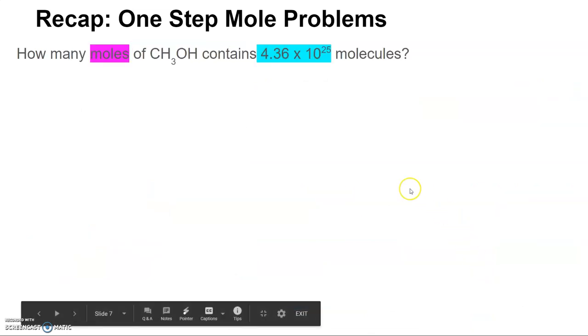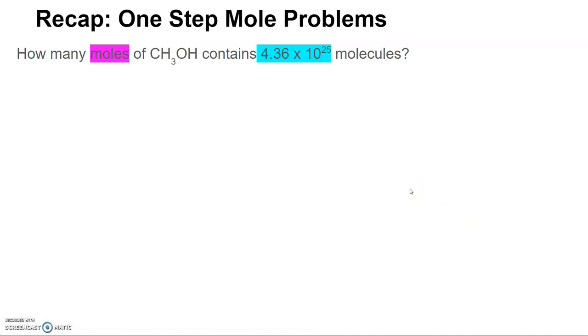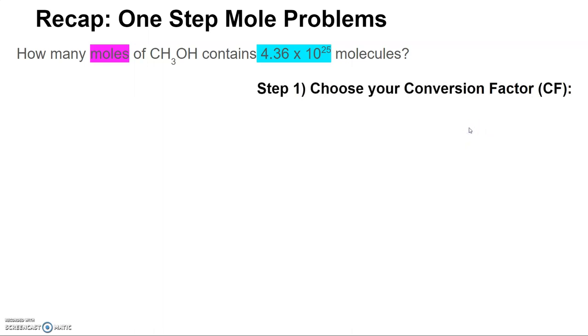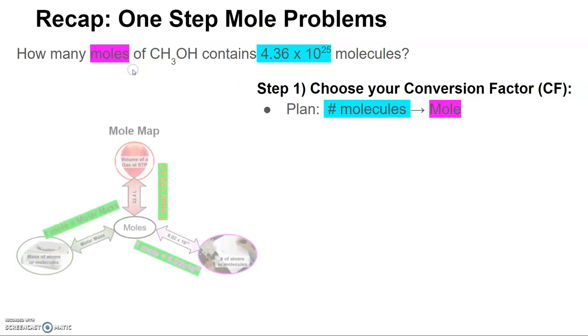The next thing we are going to look at is another problem like this. How many moles of CH3OH contain 4.36 times 10 to the 25 molecules? Once again, my first step is to choose my conversion factor. I map out my plan. I'm starting with the number of molecules, and I'm trying to get to moles. So in this case, I'm going to put my blue star where the number of molecules is, that's where I'm starting, and I'm trying to get to moles, which are here in the middle.